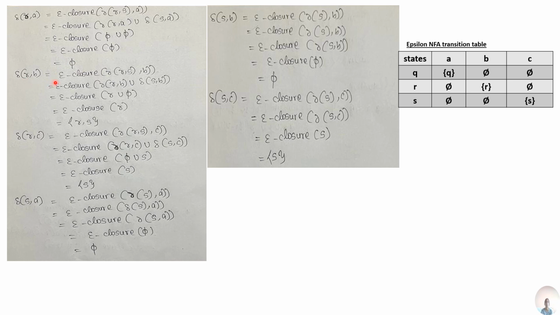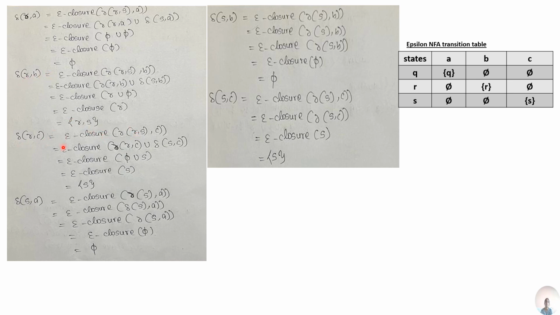Delta of R comma B equals epsilon closure of delta of R comma S with input symbol B, which is epsilon closure of delta of R comma B union delta of S comma B. R on B is R and S on B is null. Epsilon closure of R, the epsilon transition moves from R, is R comma S. That means delta of R comma B equals R comma S.